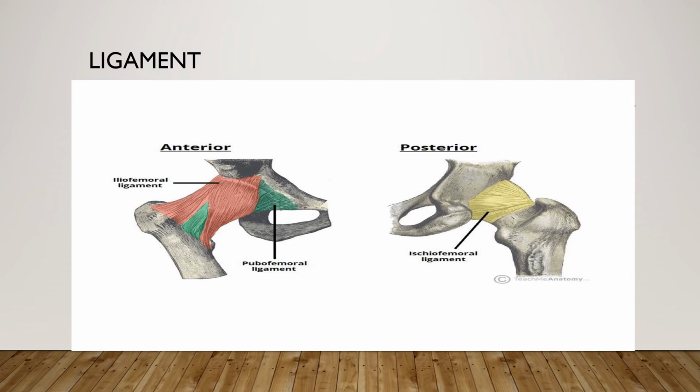You can appreciate from the picture at the anterior view we have the iliofemoral ligament and we have the pubofemoral ligament, whereas in the posterior view we have the ischiofemoral ligament.